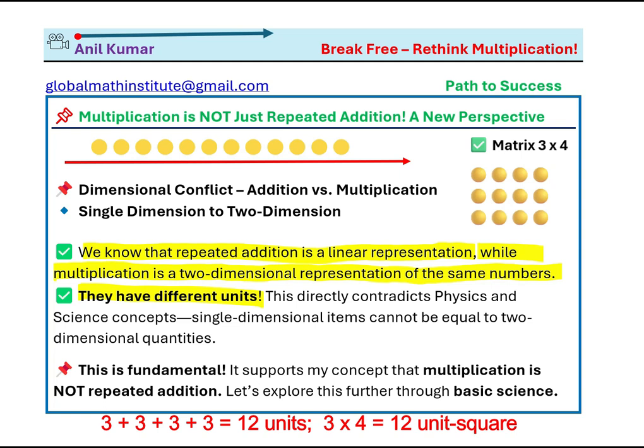This saying, repeated addition is multiplication, contradicts our science. This directly contradicts physics and science concepts. A single dimensional item cannot be equal to two dimensional quantities. Makes sense, right? Perfect. So, this is fundamental. It supports my concept that multiplication is not repeated addition.